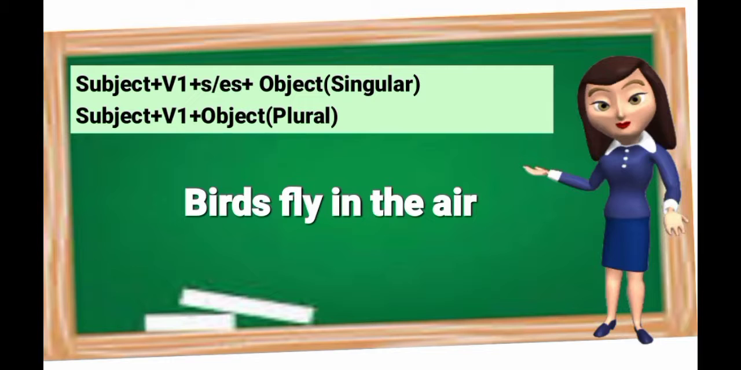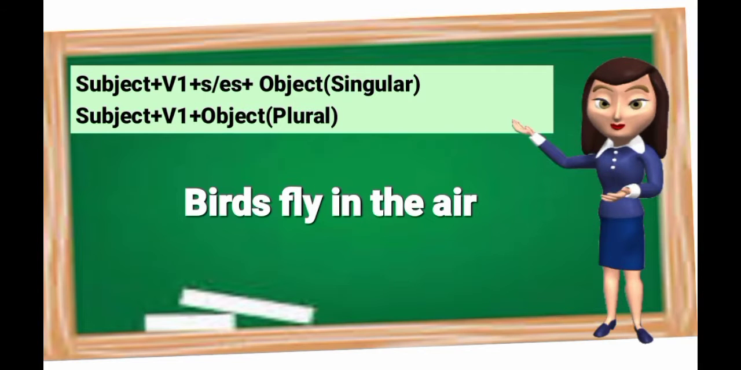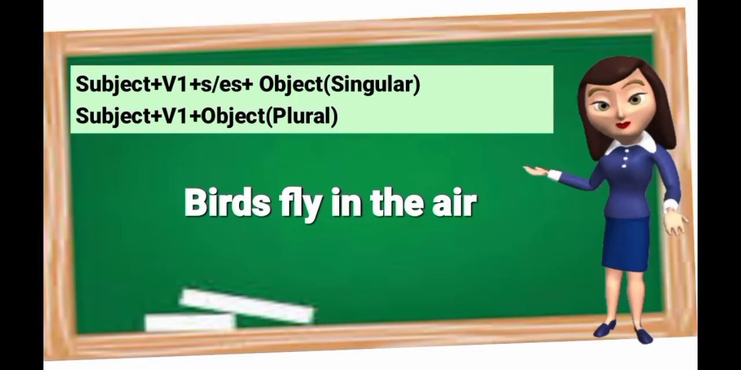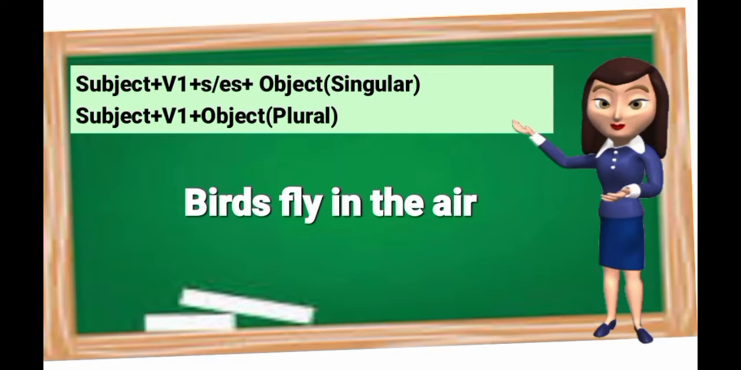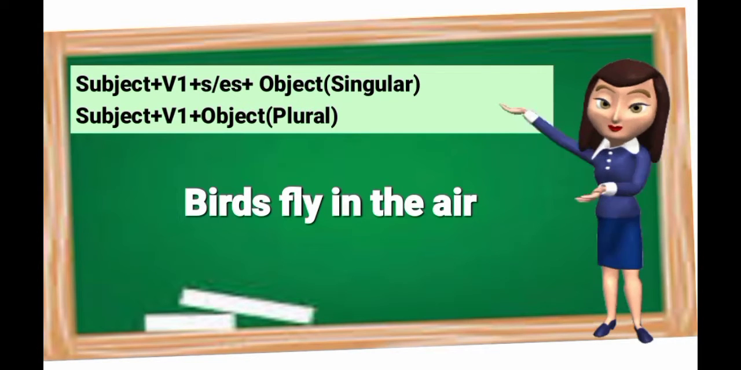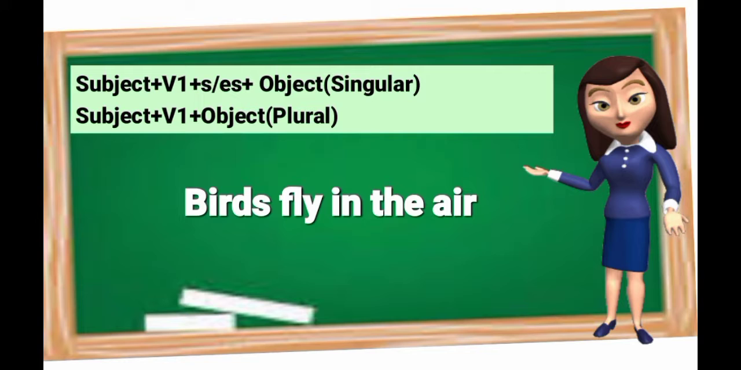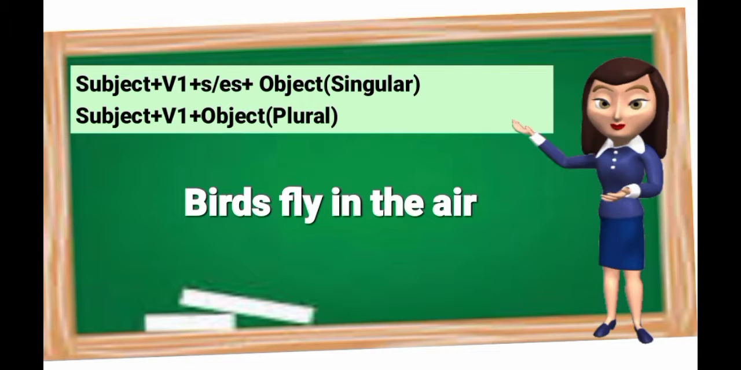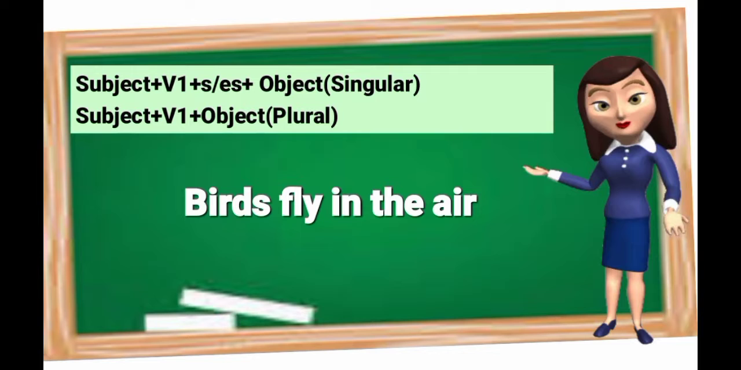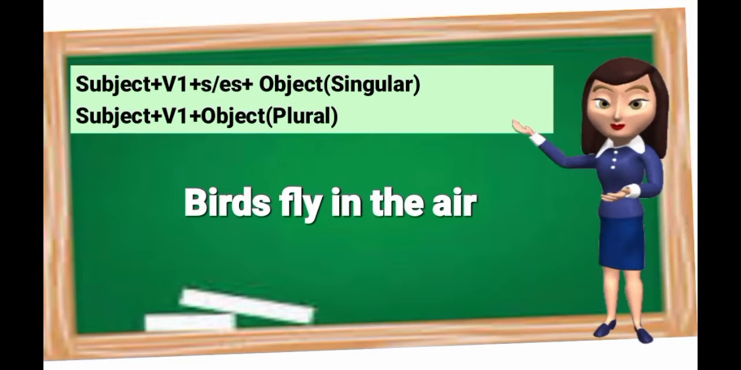So birds is the subject. Then fly is the verb because it is an action word. So our object is the air. So that is the plural. Why is it plural? Because birds is plural. Numbers. Daghan sila. Daghan ang birds.